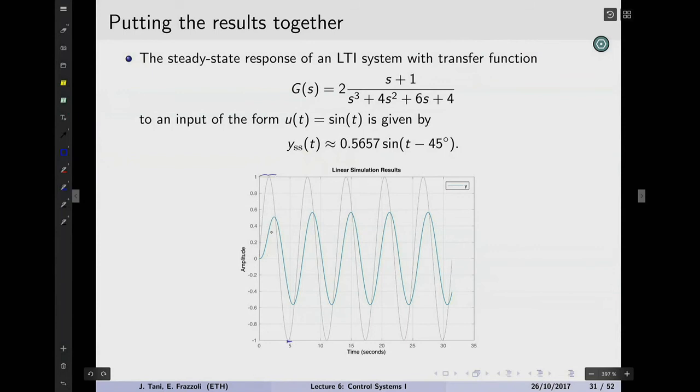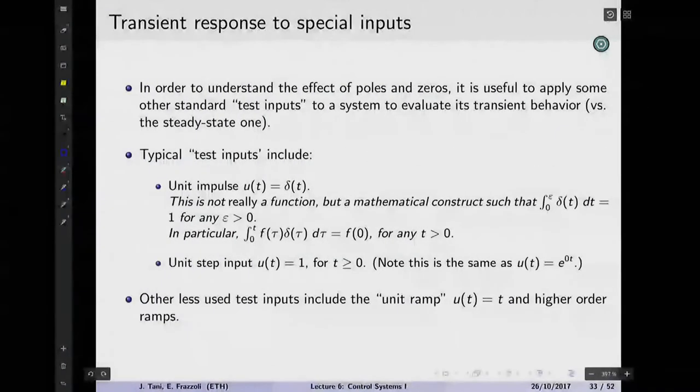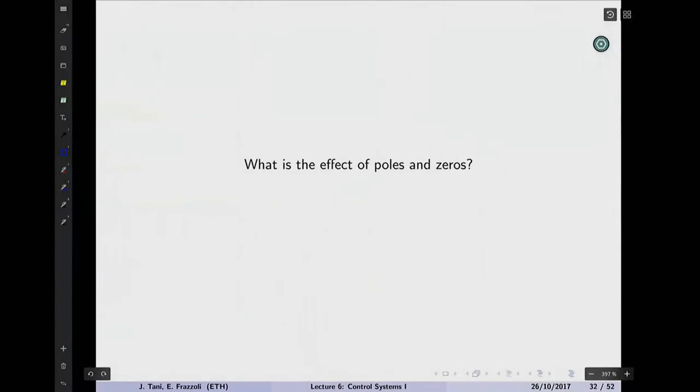And what's the output? Well, the output is the magnitude of G of j omega times the same sine wave, at frequency omega t, minus phi, where this is the phase of the transfer function. And if you look now, the output, this curve here, has a magnitude that is 0.56 times the magnitude of the input. The magnitude of the input was 1, so here we have 0.565, and the phase is exactly 45 degrees delayed. So this is a convenient way to build up these signals. So now, are there any questions on this?